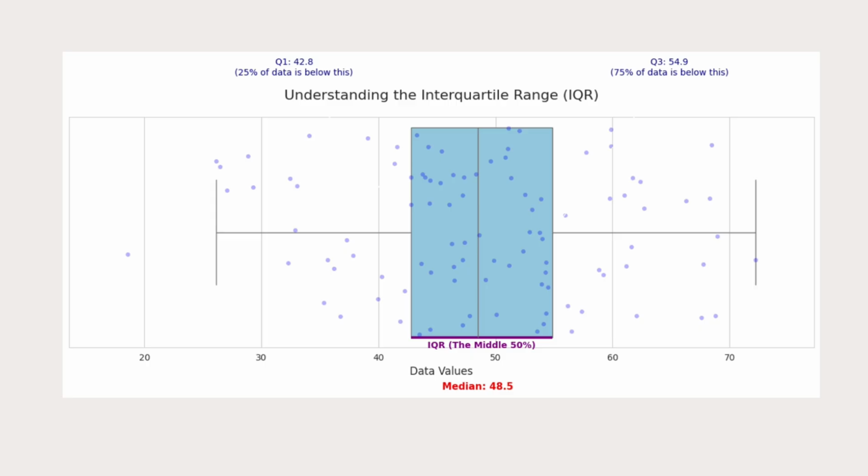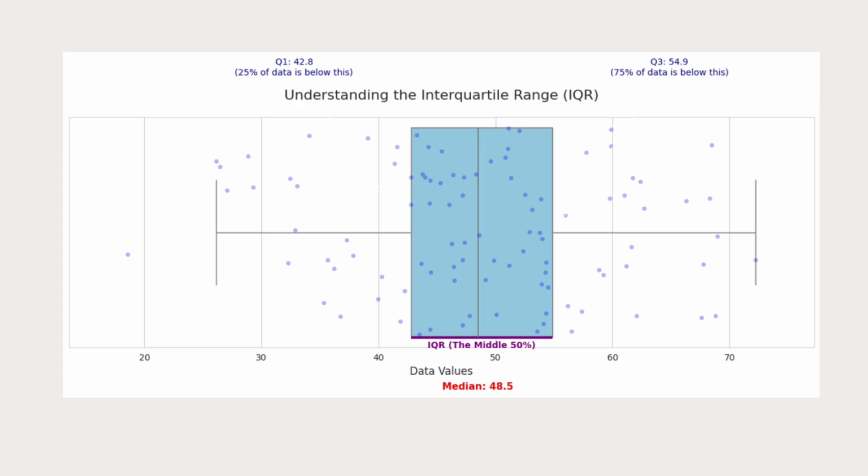Now, IQR or interquartile range is the difference between Q3 and Q1, that is 54.9 minus 42.8, which is equal to 12.1 in this case. This is the range that contains the middle 50% of your data, highlighted in blue on the chart. Here the median is 48.5, which is the midpoint of the data, shown by the vertical line inside the blue region. The data points that fall outside the whiskers on either side, that is beyond Q1 minus 1.5 times IQR on the left and Q3 plus 1.5 times IQR on the right, are your outliers. The key insight here is that IQR focuses entirely on the middle 50% of the data.